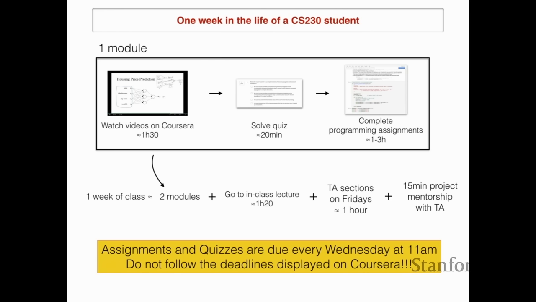Assignments and quizzes that are part of modules are due every Wednesday at 11 a.m., so 30 minutes before class, so you can come to class with everything done and understand it. Do not follow the deadlines displayed on the Coursera platform. Follow the deadlines posted on the CS230 website. The reason the deadlines are different is because we want to allow you to have late days, and Coursera was not built for late days, so we put the deadlines later on Coursera to allow you to submit even if you want to use a late day. Does that make sense? Okay.